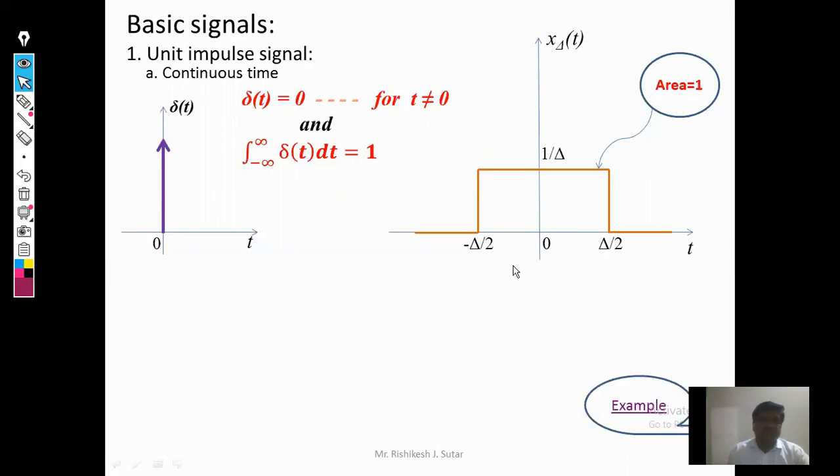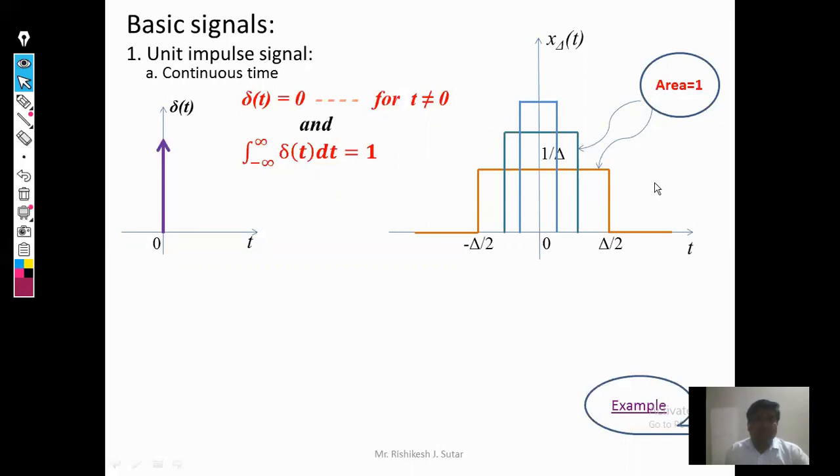Now we have considered its width is delta. Let us consider that its width is decreased. If I decrease the width, and still I want to maintain the area equal to 1, what should I do? I should increase the height. So if my width is decreased, my height will get increased, so as to maintain my area equal to 1. Again, if I decrease the width, again the height will increase and my area would be equal to 1.